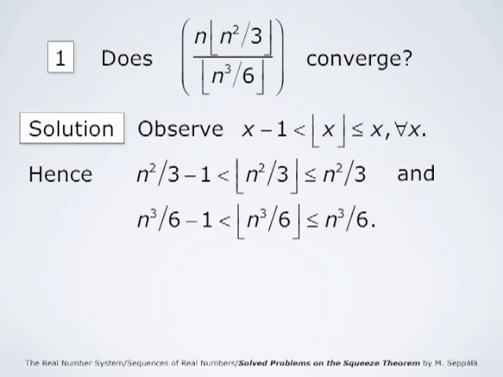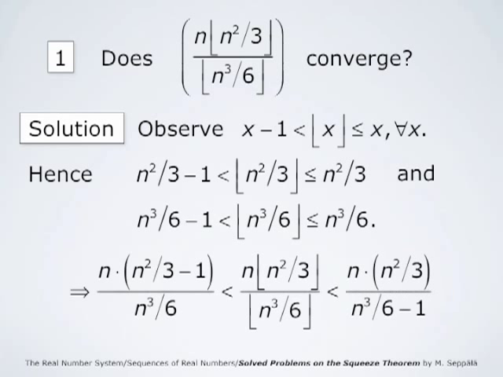Now, if we assume that n is at least 2, then all these quantities, n squared over 3 minus 1 and n cubed over 6 minus 1, and all the other quantities appearing in these double inequalities are positive. So now we estimate the general term, the quantity n times floor of n squared over 3, divided by floor of n cubed over 6, from above and from below. To get the upper estimate we replace the numerator by its upper estimate and the denominator by its lower estimate, and to get a lower estimate for this general term we replace the numerator by its lower estimate and the denominator by its upper estimate.